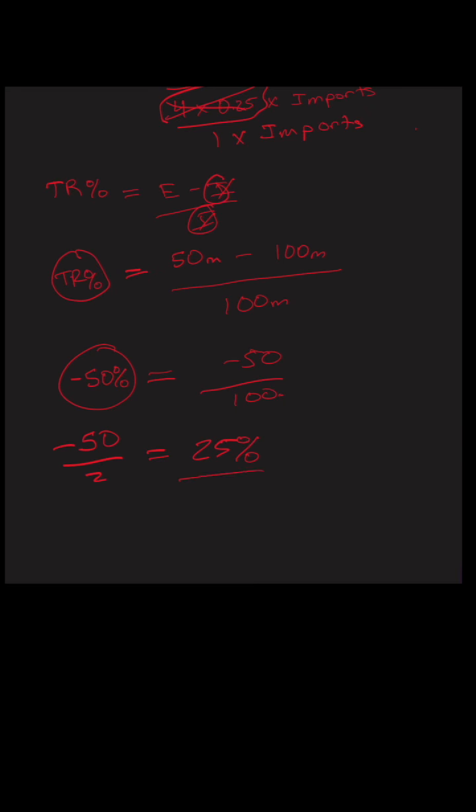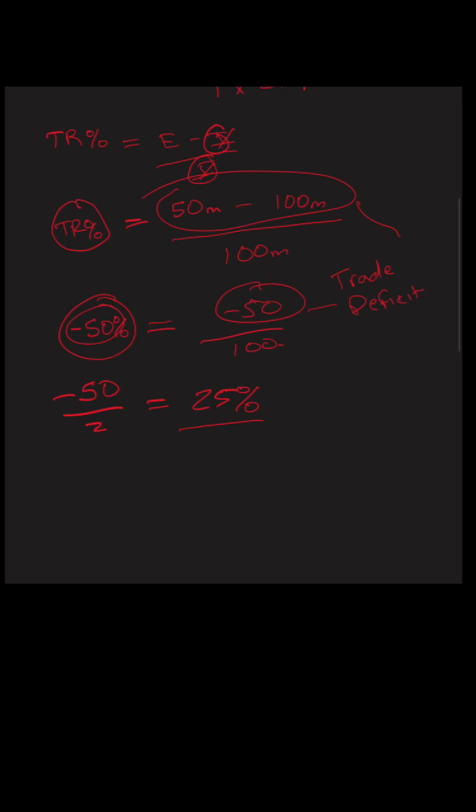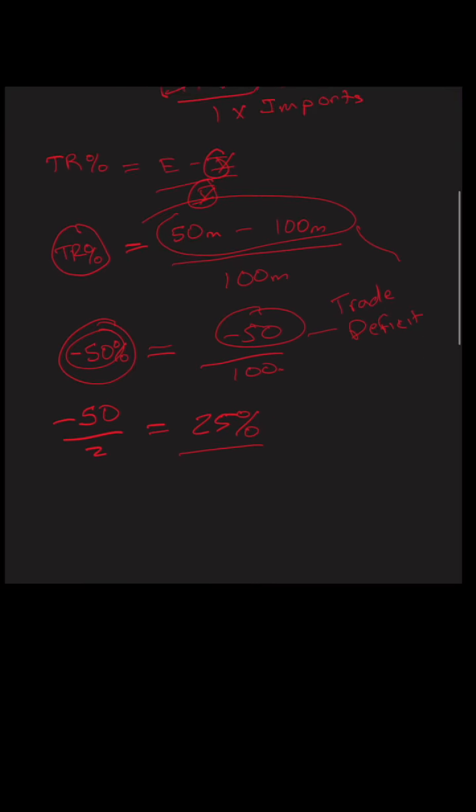And as I said before, this minus 50, this minus 50%, this part of the equation right here, all of these equal the trade deficit between another country. So again, they just used the trade deficit. That's all they used. They didn't do any kind of fancy math. All of this was unnecessary.